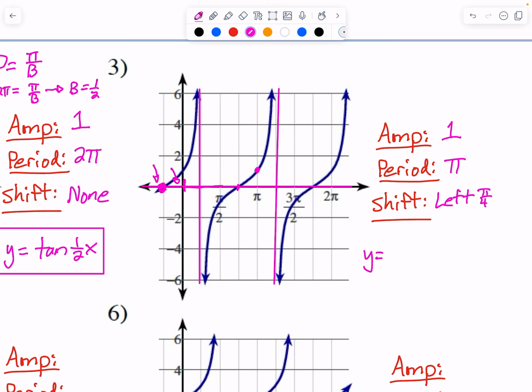So y equals, it's increasing, amplitude is 1, so I'm going to use tangent. The period is pi, that is normal for that, so I'm not going to change anything here. So I'm going to do tangent of x, and then we need left, so I'm going to do a positive plus pi over 4. That would move my tangent function left pi over 4, and that's all that happened here.